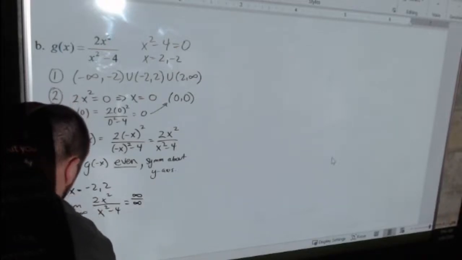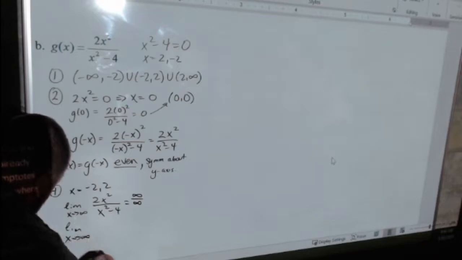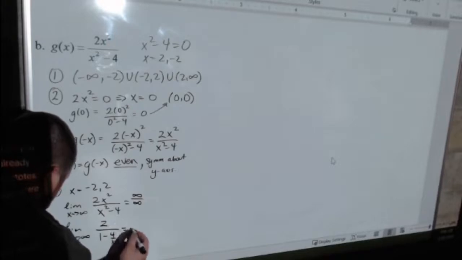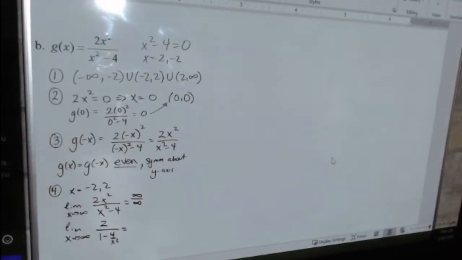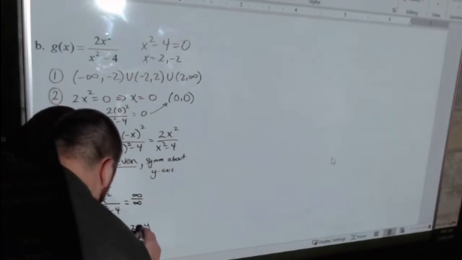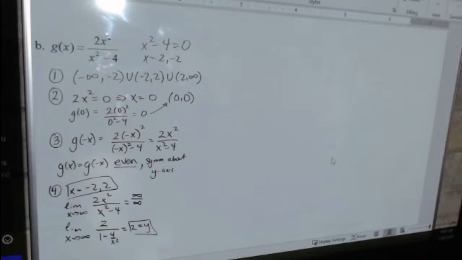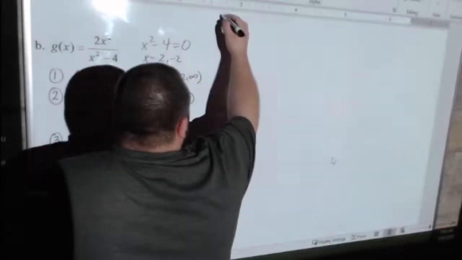So this is now the limit as x approaches infinity of 2 over 1 minus 4 over x squared. Anything that's over x to a power, when x goes to infinity, heads towards 0. So this limit right here goes to 0, and we just get 2 over 1, or 2. So y equals 2, and x equals negative 2 and 2. Now we can do our derivative tests.